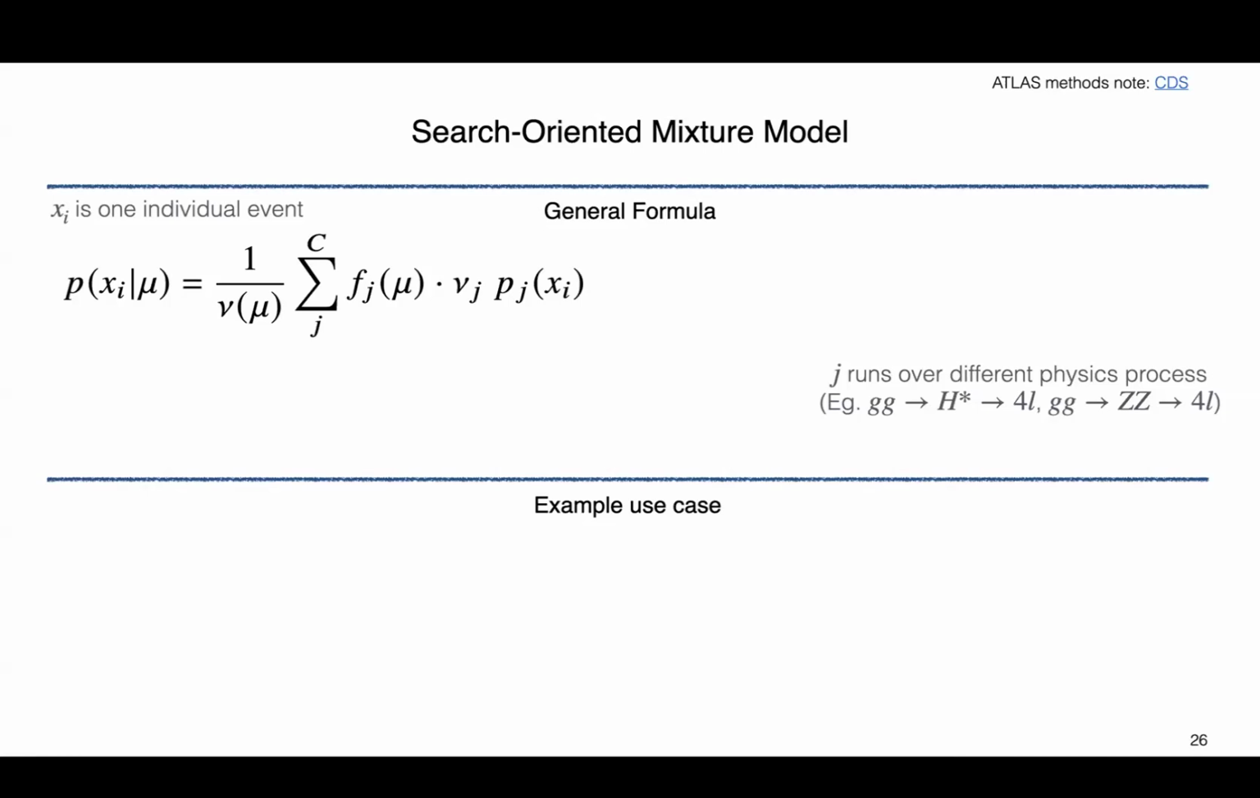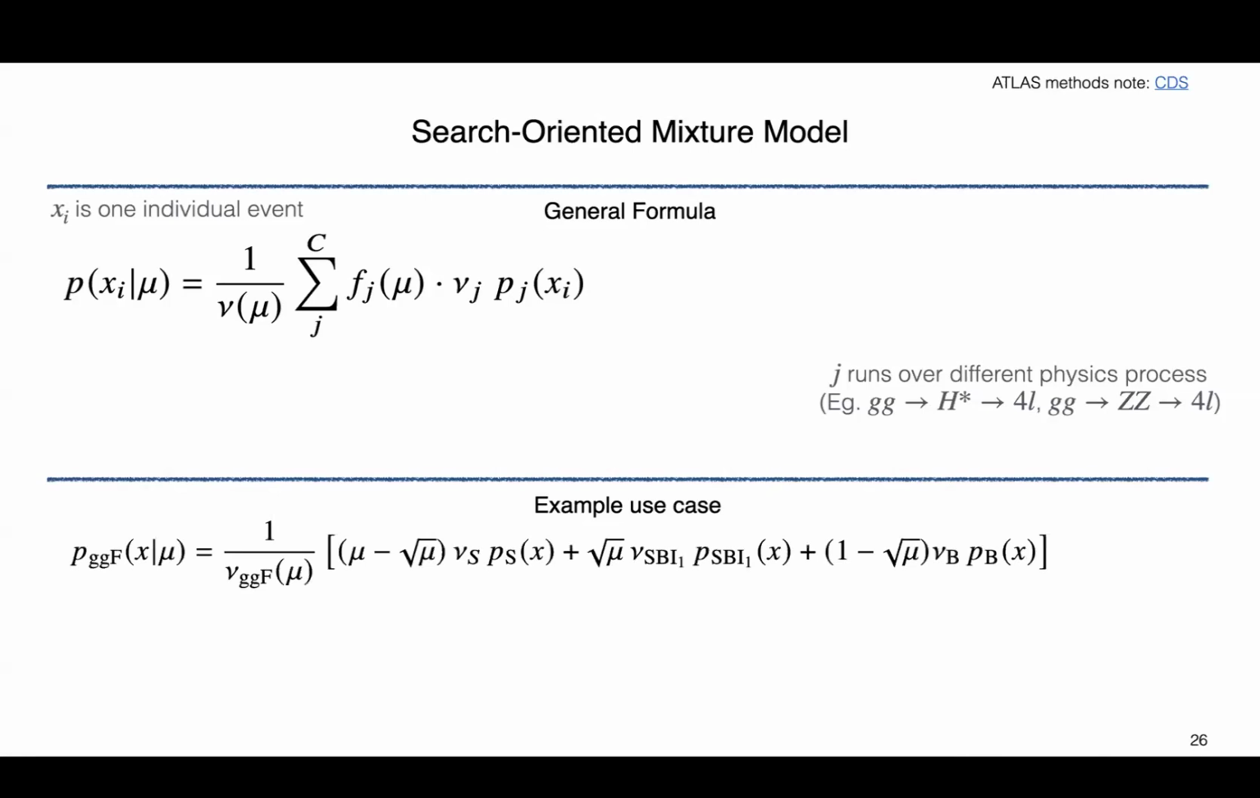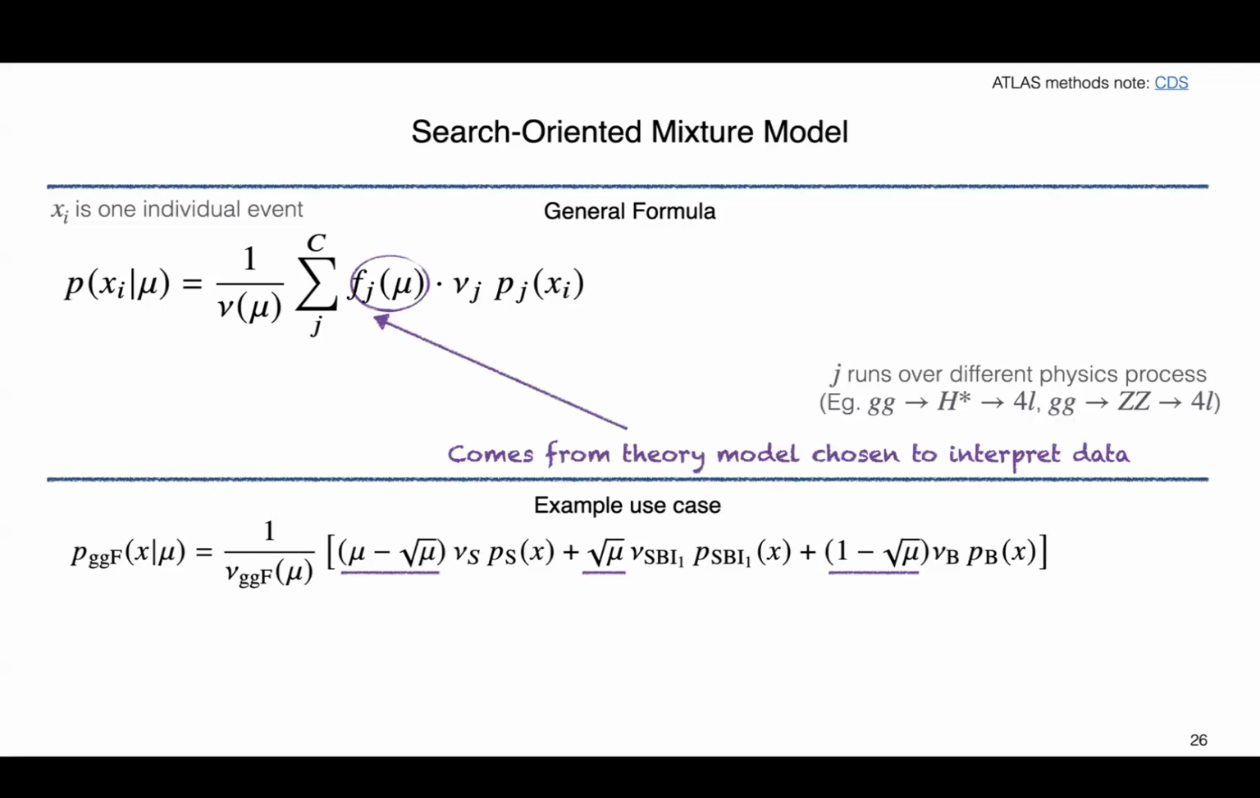So I'm going to show you a simplified version of the full analysis with only 3 processes: the signal process, the background process, and the full process, signal, background plus interference. The actual analysis has many more processes, but we're going to ignore that for now. Cool, so what do these terms mean? First of all, f_J(mu). These come directly from the theory model you've chosen to interpret the data. So for example, if you're doing your analysis in terms of some signal strength mu, then this is something you know just from the theory. So you don't need to estimate this, you know it going in.